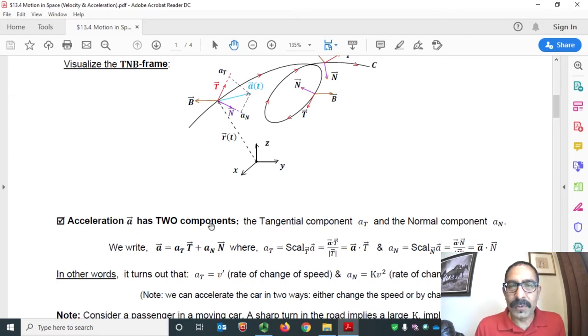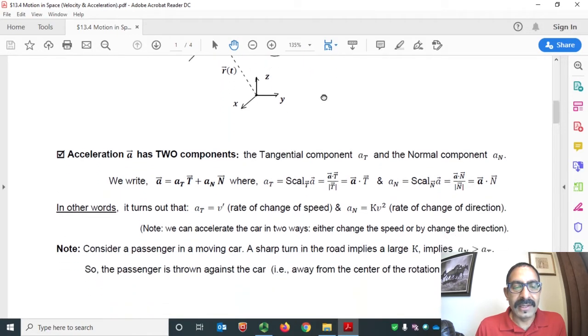Acceleration has two components: the tangential component denoted by a_T and the normal component denoted by a_N. I showed you in the picture here. So this component is a_T, and this component is a_N. So this is the horizontal component of acceleration, this is the vertical component of acceleration.